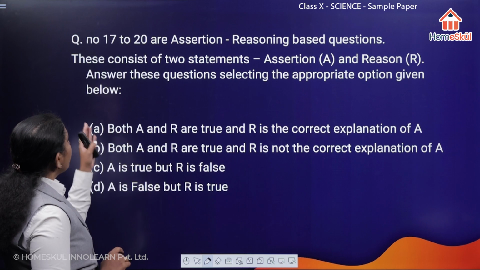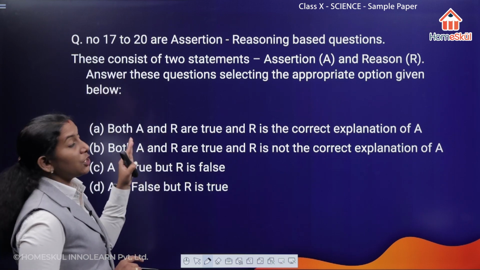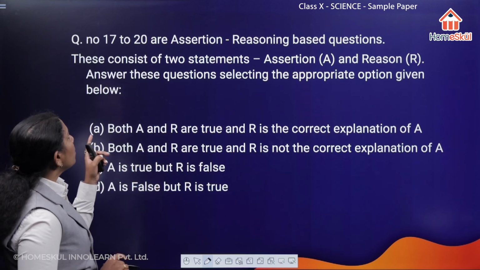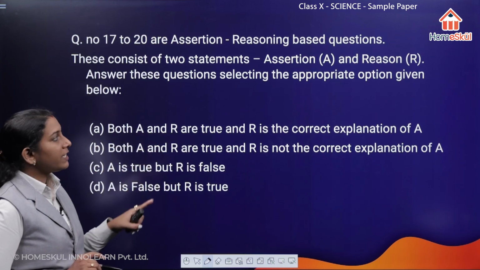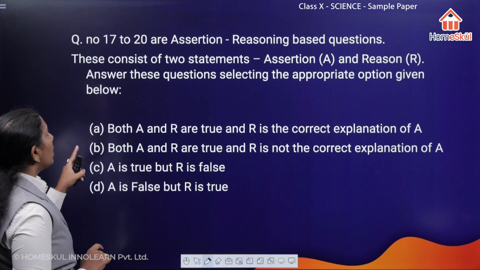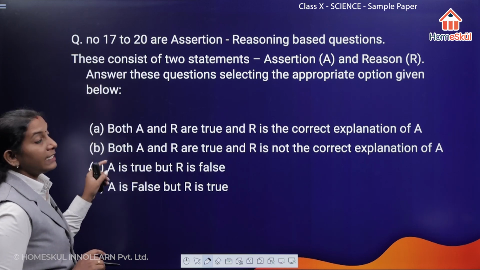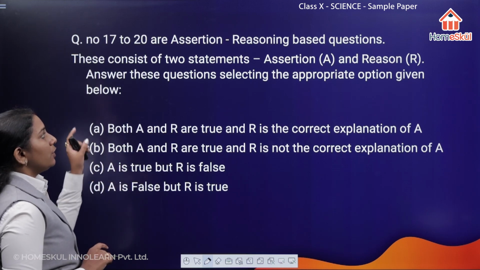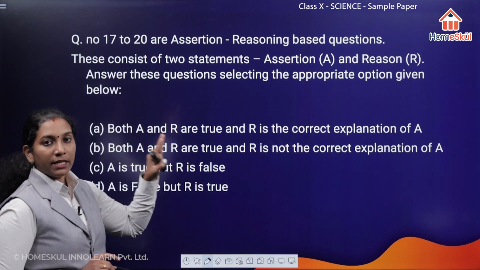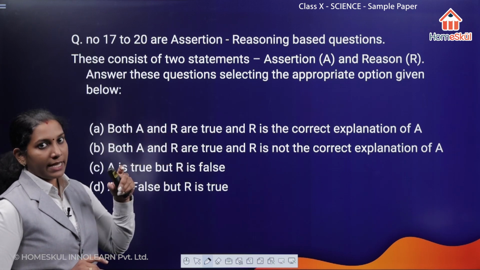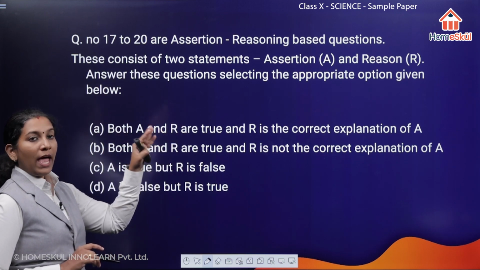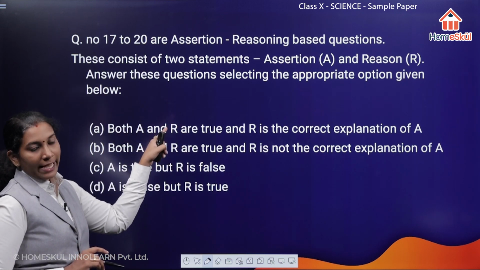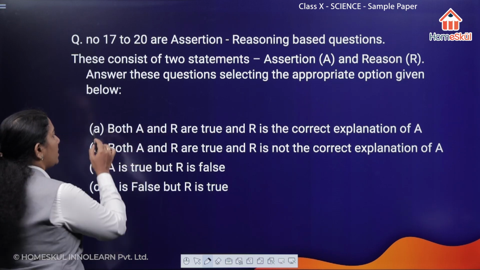The next questions, that is question numbers 17 to 20, are assertion-reasoning type questions. These consist of two statements, an assertion and a reason, and you answer by selecting the appropriate option. You analyze the assertion and reason, and if both are true and the reason is the correct explanation of the assertion, you can choose option A.